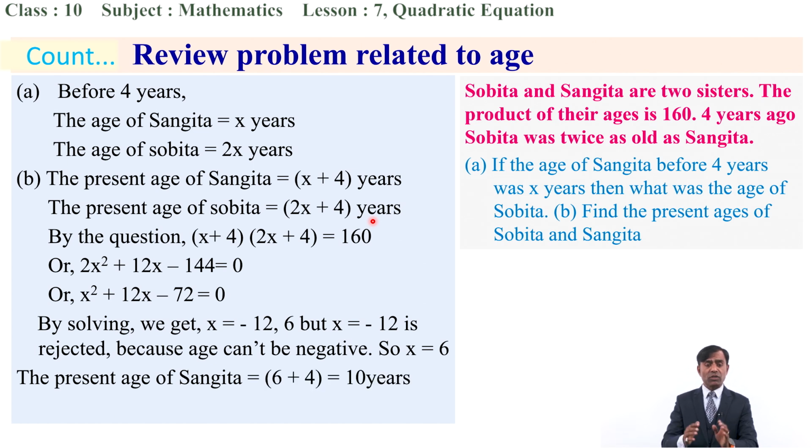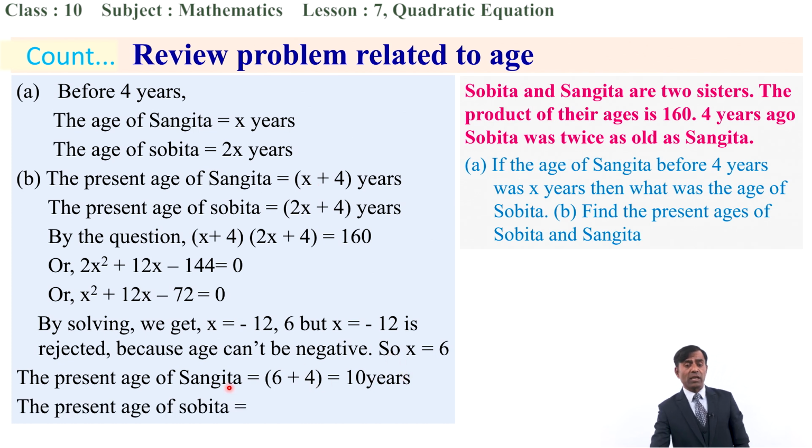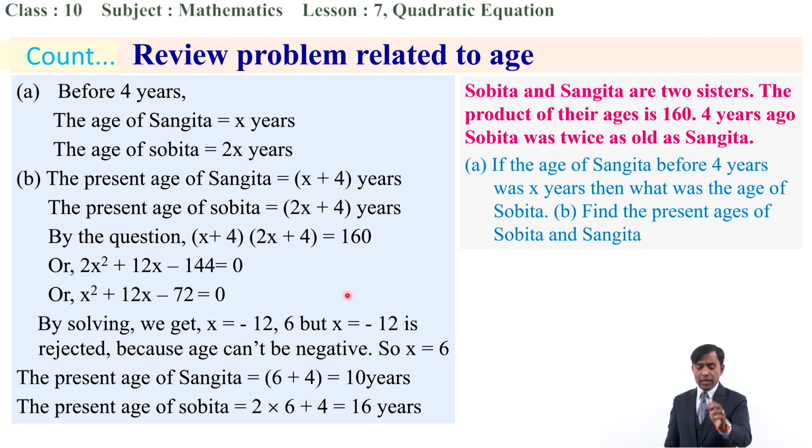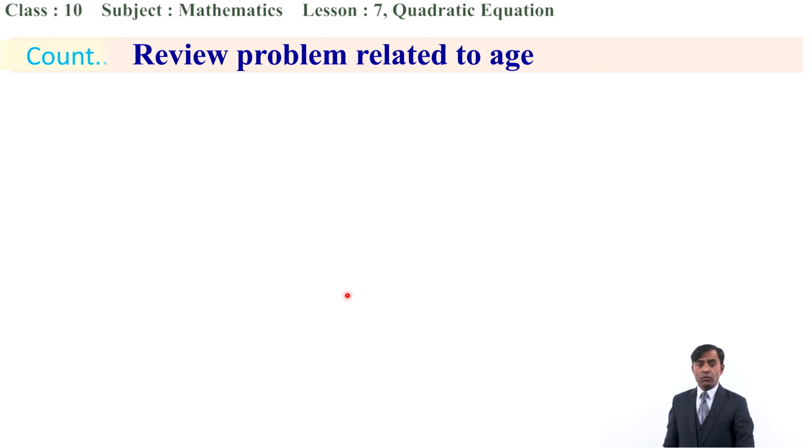So the present age of Sangeeta is x plus 4. Replace the value of x by 6: 6 plus 4, that is 10 years. Similarly, present age of Sobhita is 2 times x plus 4, that is 16 years. So A and B have just finished. Let's go with number C.